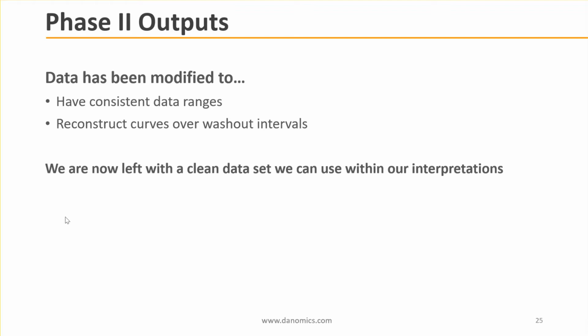Okay, so once we've done those steps, the normalization and the bad hole ID and repair, that is essentially the end of phase 2 of getting our data interpretation ready. So now we've made it to have consistent ranges with the normalization, and we've cleaned the data so that we have reconstructed the curves in these washout intervals.